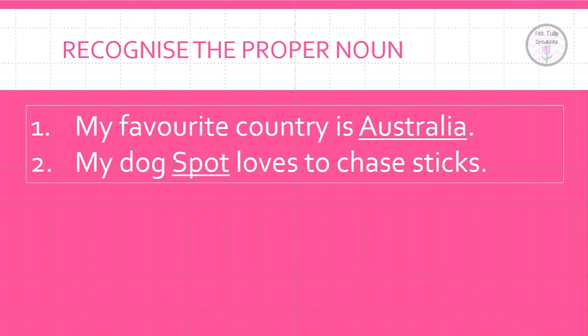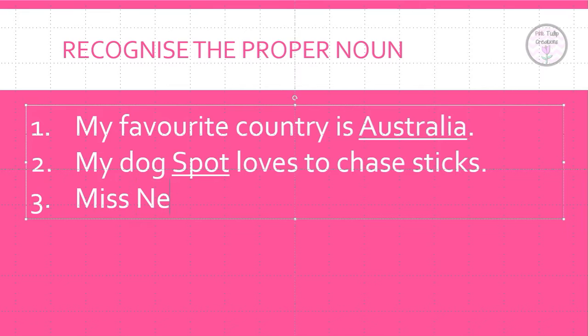Okay, so if I just said my dog loves to chase sticks, I wouldn't need to use a capital letter. But because I said my dog Spot, and that's his name, I have to use a capital letter because it's special, it's very specific. Okay, let's try another one. You should be getting a bit better at this now with practice.